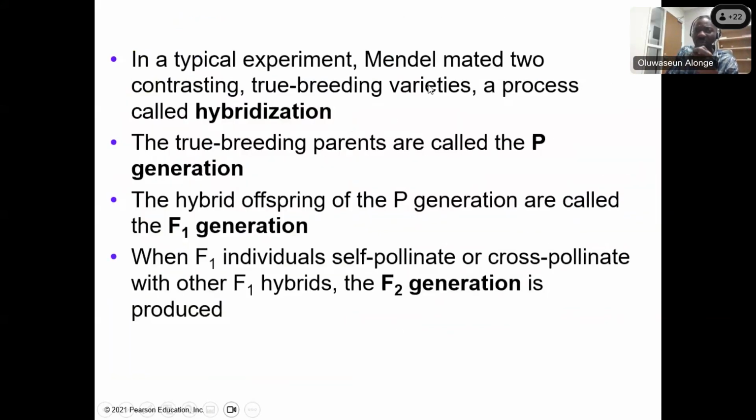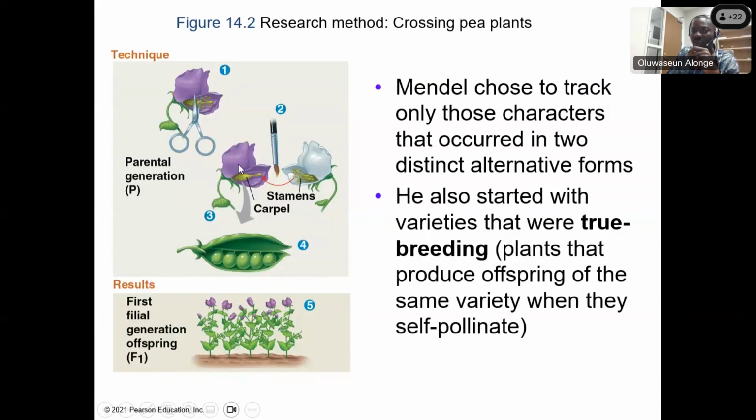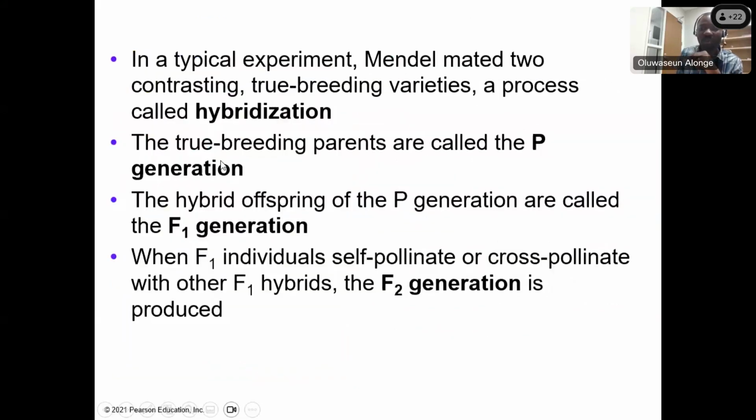So in a typical experiment, Mendel mated two contrasting true breeding varieties. Now, what does that mean? He mated two contrasting true breeding plants. This is true breeding. This is also true breeding. He mated the two of them together, purple and white. Now, the true breeding parents are called the P generation, and the hybrid offspring of the P generation are called the F1 generation.